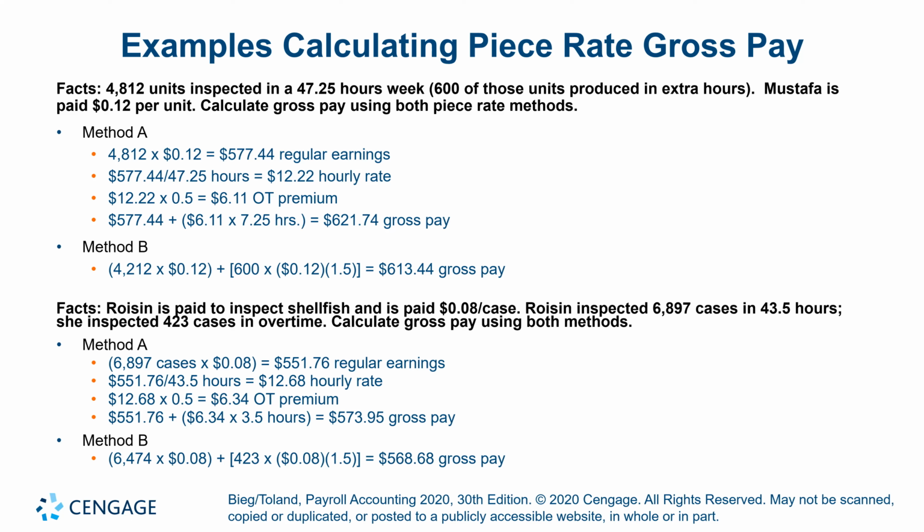Method B, we're separating out the units produced in overtime. So 423 cases were produced in overtime. 6,897 minus 423, so only 6,474 cases are paid at our regular rate. And then the other 423 cases are paid at 8 cents times 1.5, or 12 cents per case, is what we're looking at there.